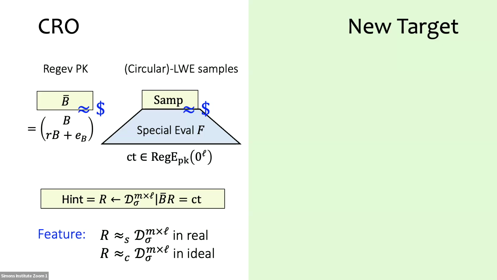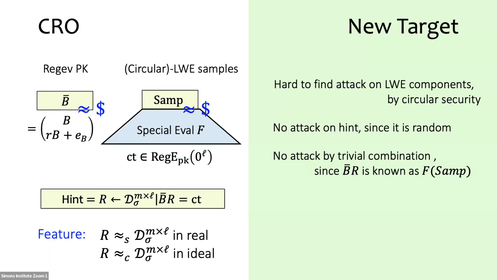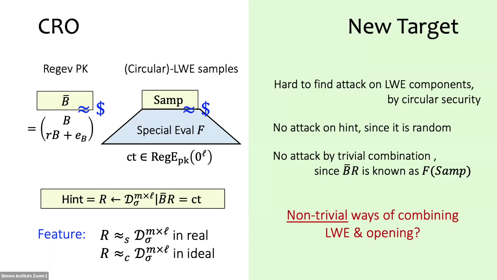Okay, so we have a new cryptographic target. Now, it's hard to find an attack on the LWE samples alone because of circular security. If you look at the hints alone, it's marginally random, you can't do anything. If we look at a trivial combination, which is multiplying B bar with R, it will produce this ciphertext, which you already know from the circular LWE samples. So we need very non-trivial ways of combining the LWE samples with the opening.